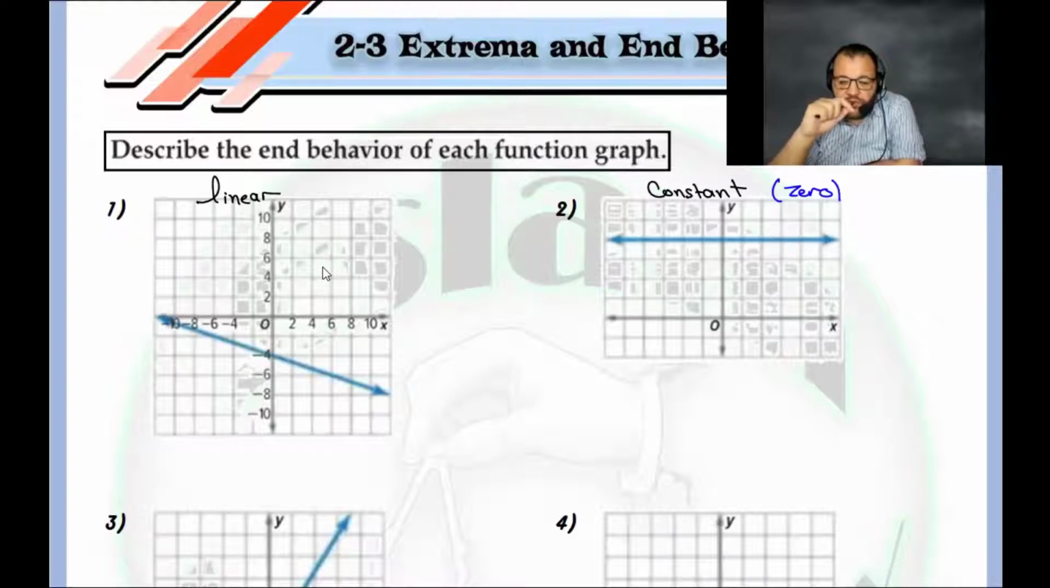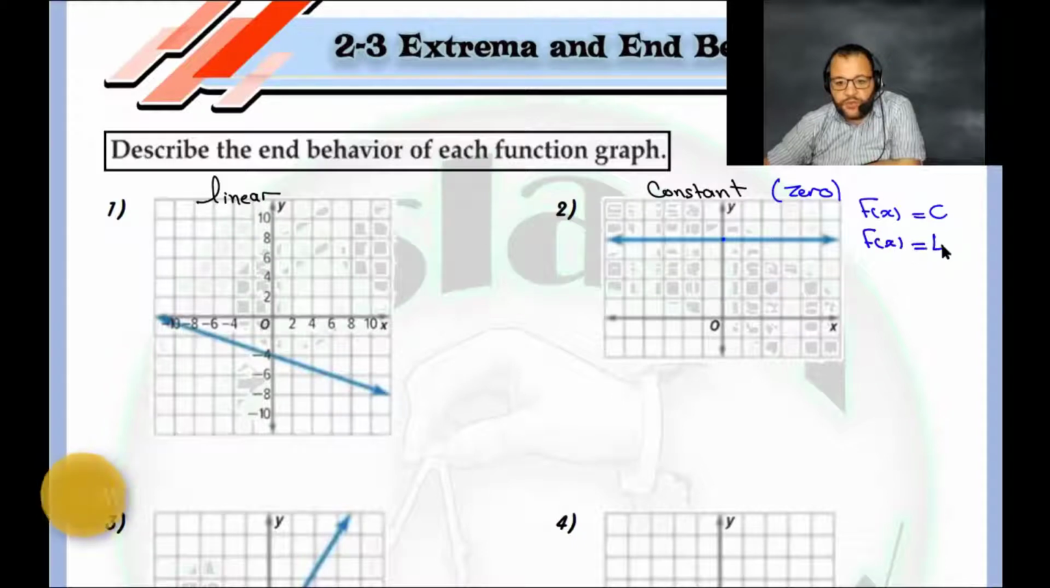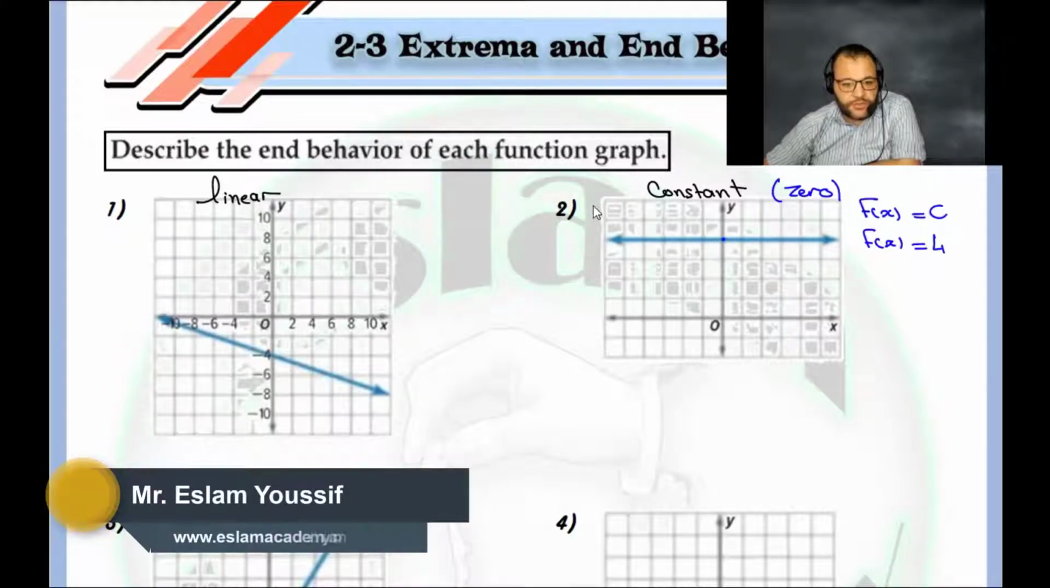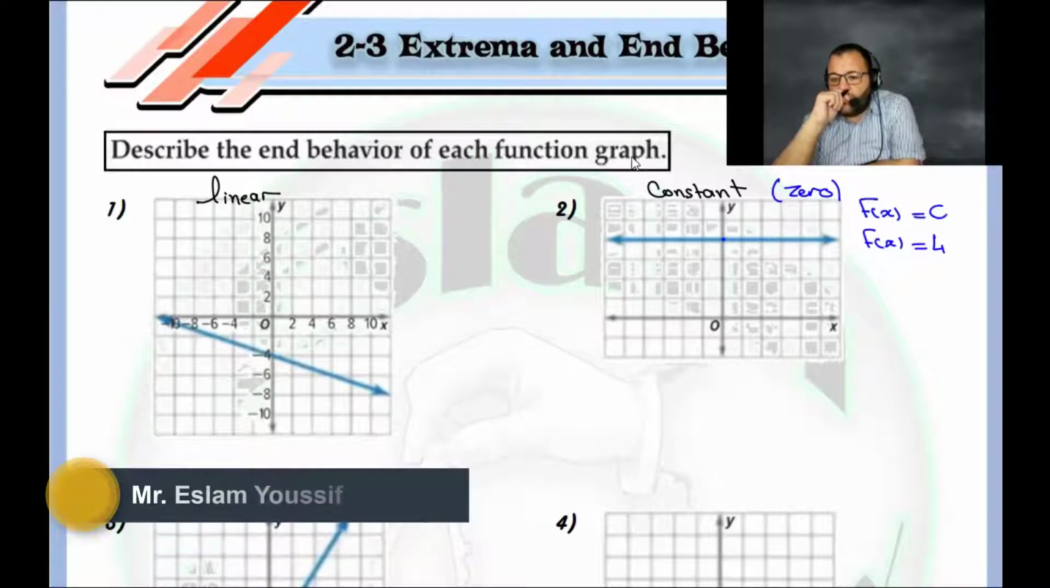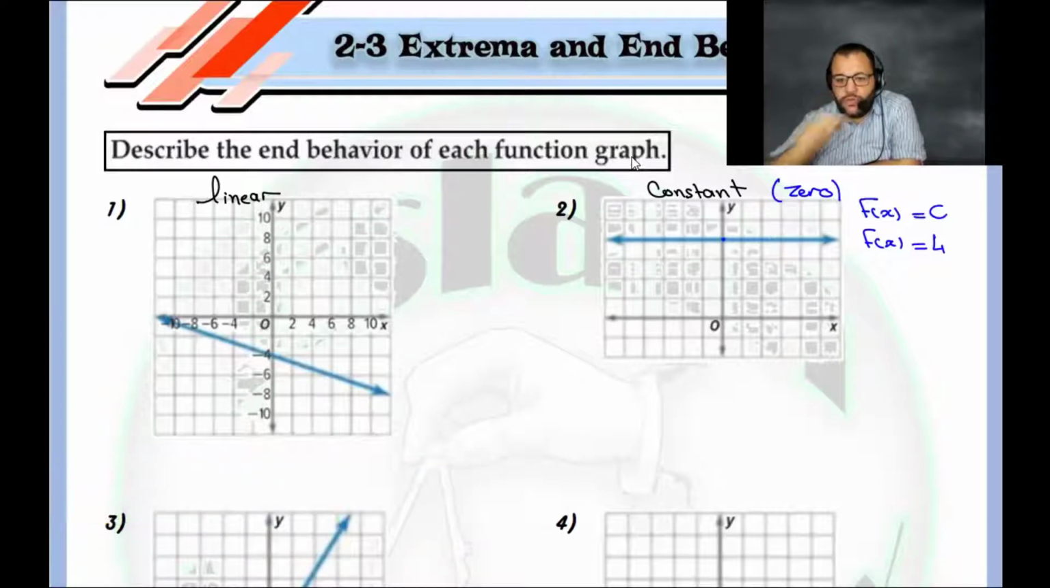What is the form of this function? Y is equal to 4. If you want to write the equation, you say y equals. If you want to write the function, you have to write f of x. F of x equals c, where c is this number, so you can write it as f of x equals 4. What is the slope of this function? The slope is equal to 0.